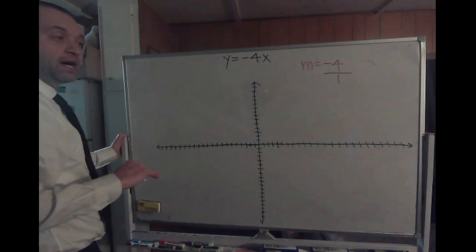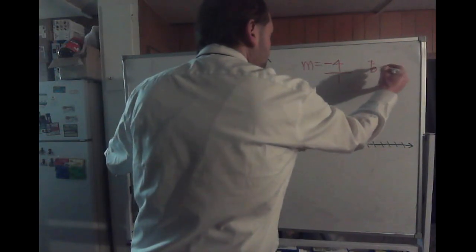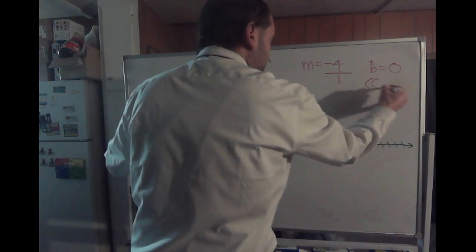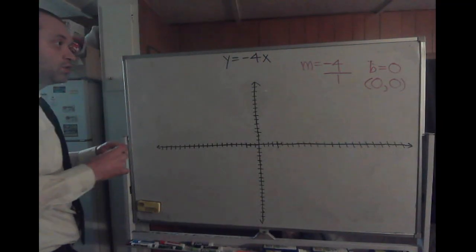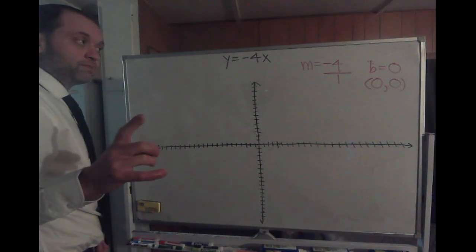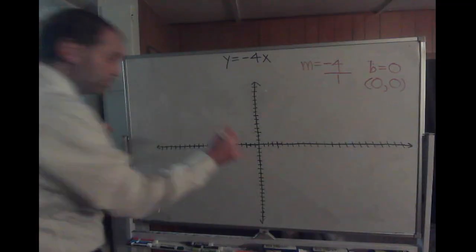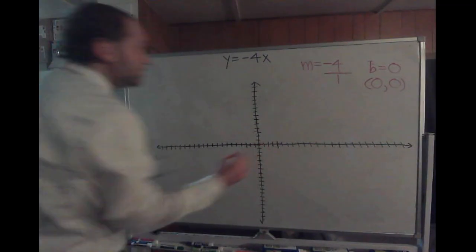Now, what is your y-intercept? It's 0. Your y-intercept is 0, so the y-intercept is actually at the origin. It's at 0, 0. Okay, so now that we know our y-intercept and our slope, let's go ahead and plot these points. So 0, 0 is your y-intercept, right at the origin.